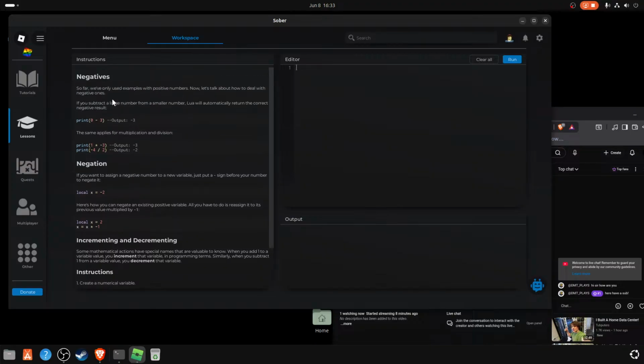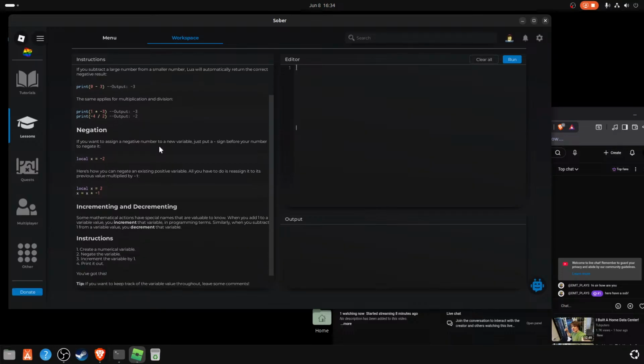All right. Negatives. So far we've only used examples of positive numbers. Let's talk about how to deal with negative ones. If you subtract a large number from a smaller number, Lua will automatically return the negative result. The same applies for multiplication and division. Yeah, -3, -4. All right, okay.